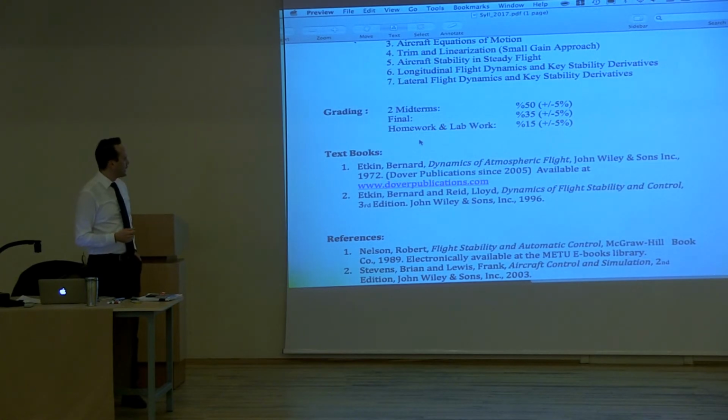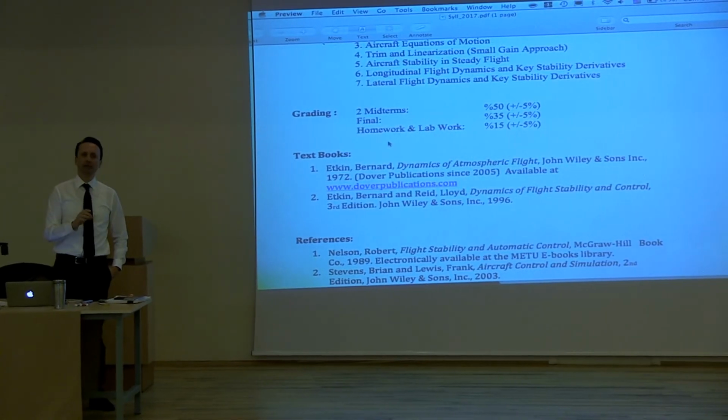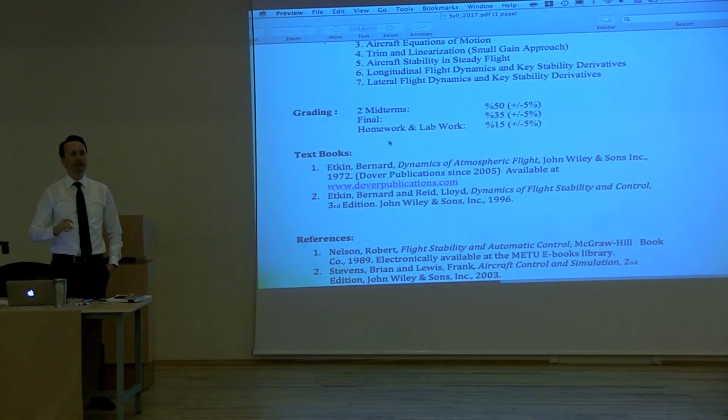Number two is Bernard Etkin, Dynamics of Flight Stability and Control. That's a book that was written in '96. It is a little bit more geared towards stability and control. Therefore, it is not as fundamental as the first one. It is a very good book. It is available in a lot of places. I also have seen it in the bookstore. So it is also a good book.